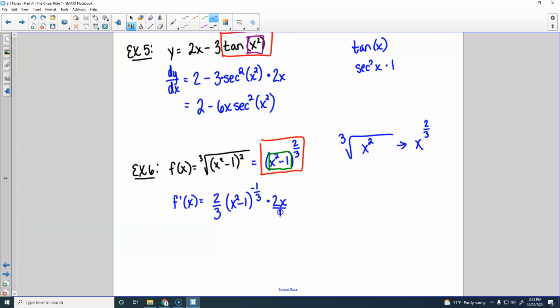This 2x is like a 2x over 1. This is like it's over 1. So all this is multiplied together. So in the top, we would have 4x. That to the negative 1/3 would go to the bottom, so we'd get 3 times x squared minus 1 to the 1/3. You might see him change that back to a root. Like that.